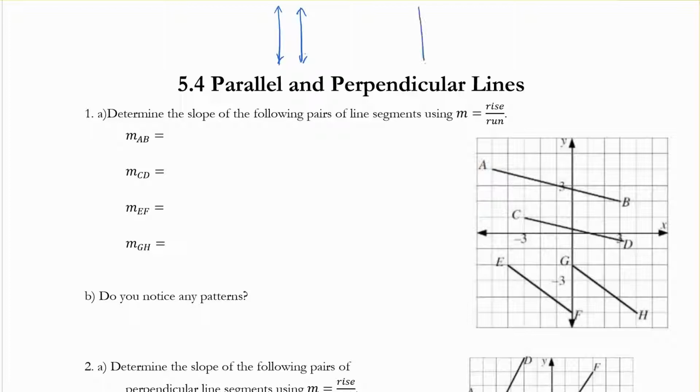Perpendicular lines are lines that cross perfectly at 90 degrees. So this line is perfectly 90 degrees to that line. So that's what we're talking about here for parallel and perpendicular.